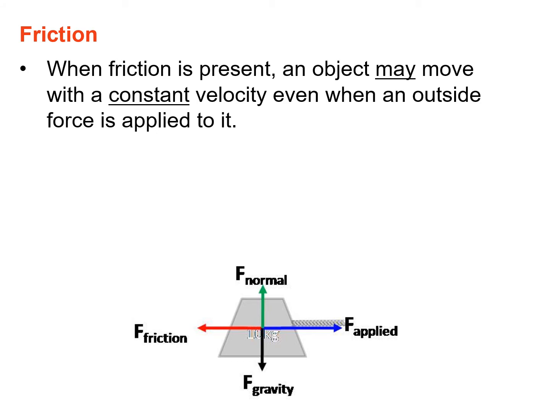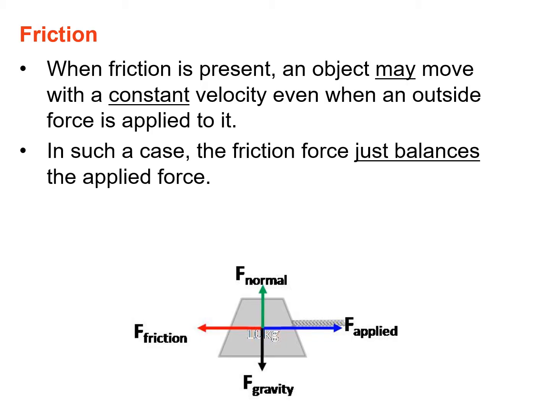When friction is present, an object may still move with a constant velocity. It's just that the applied force and the frictional forces would have to be equal, so the arrows would have to be drawn to the same size. This particular diagram, it looks to me like the applied force is a little bit greater, and so this object will be accelerating toward the right side of the screen.